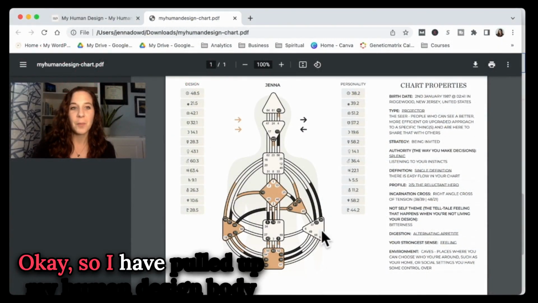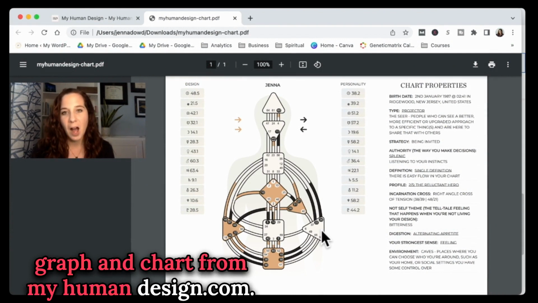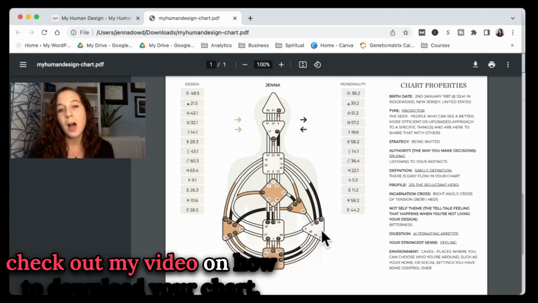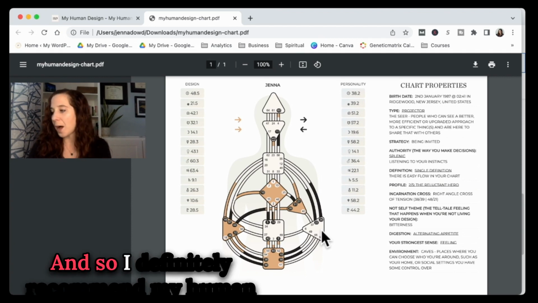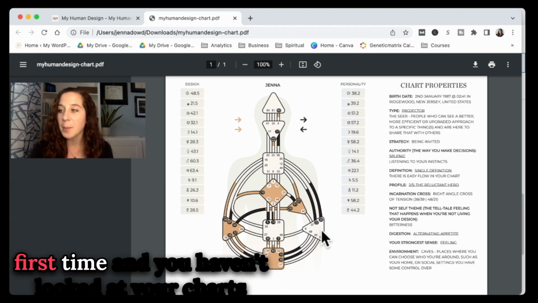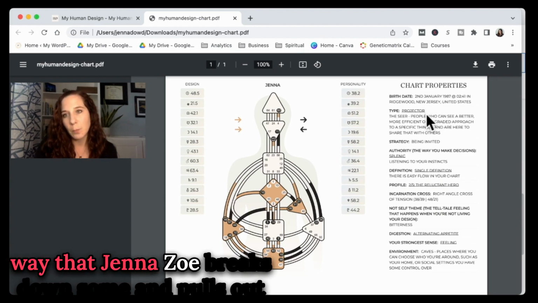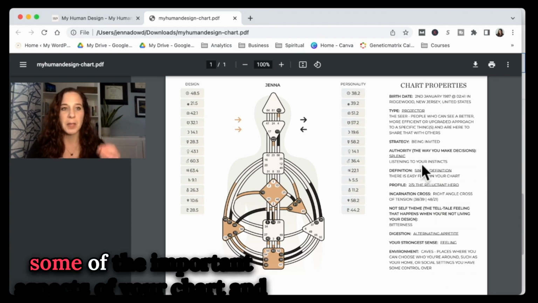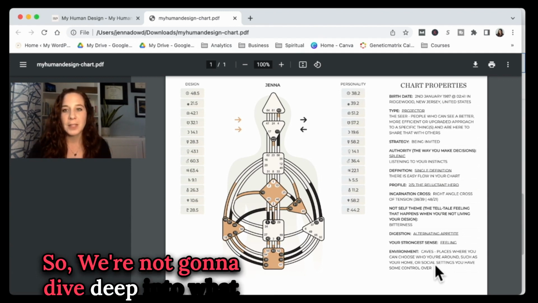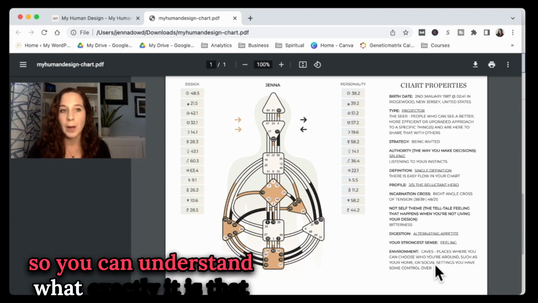Okay, so I have pulled up my Human Design Bodygraph and chart from myhumandesign.com. If you are unsure of how to get your chart, you can check out my video on how to download your charts. I definitely recommend My Human Design, especially if you're getting into this for the first time and you haven't looked at your charts before, just because it's more easily digestible. The way that Jenna Zoe breaks down and pulls out some of the important aspects of your chart and puts them on the side here. So we're not going to dive deep into what any of this means. I'm just breaking down what you're seeing so you can understand what exactly it is that you're looking at.